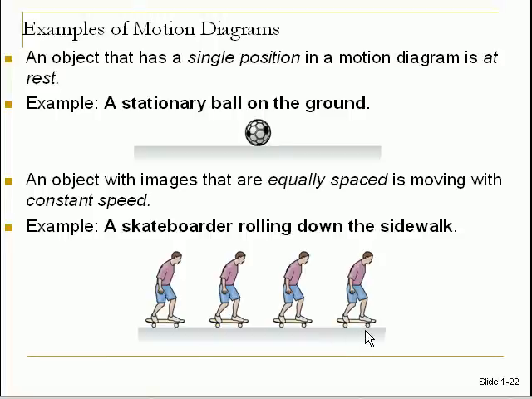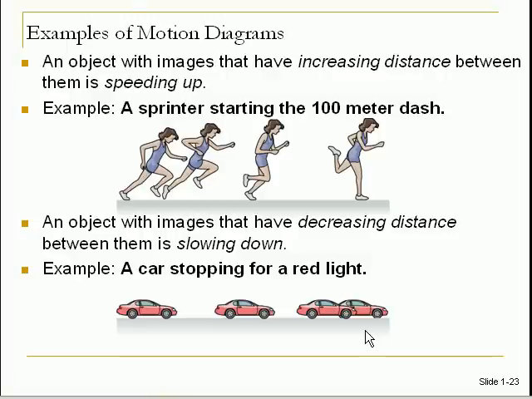Now, if we want to talk about an object speeding up or slowing down, let's look at a speeding up scenario. So we have a sprinter that is doing a 100-meter dash. So they start at the starting block, and then they get faster and faster. Now notice if we take a snapshot of the sprinter in equal intervals of time, you'll see that she's covering more and more distance in those intervals of time.